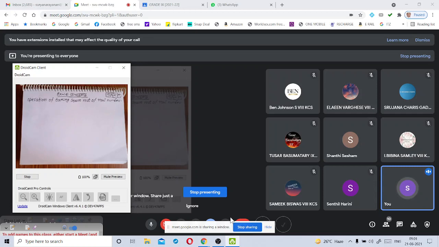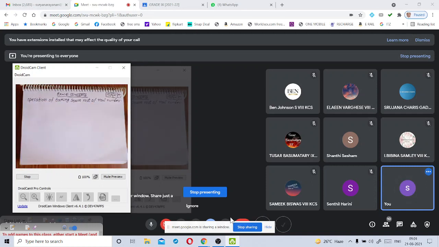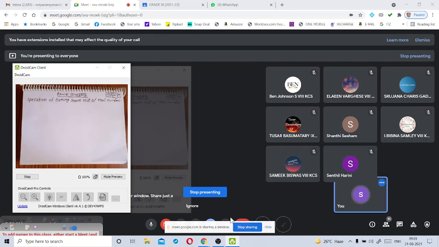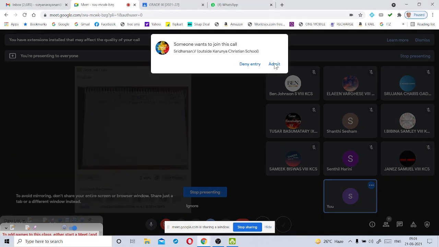Okay, my dear children, today we are going to discuss the operation of taking square root of real numbers. Do you have any idea about the square root of a number?